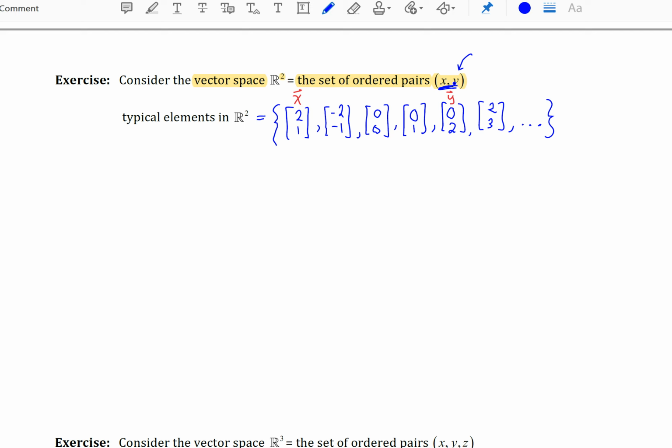If we want to show that the vector space R2 is really a vector space, we would have to show the following requirements. First, the addition requirement.